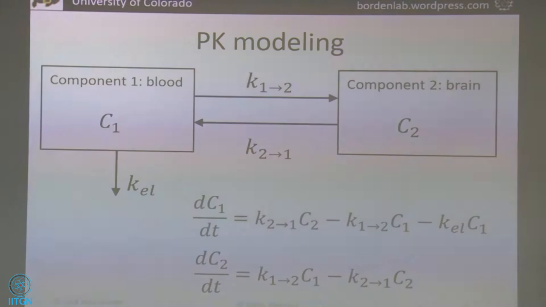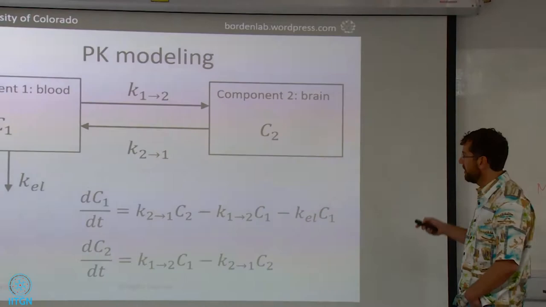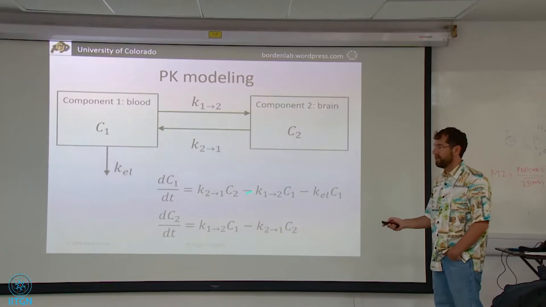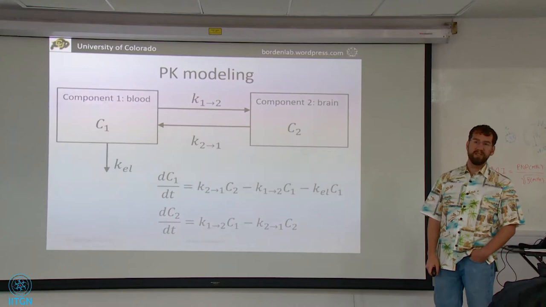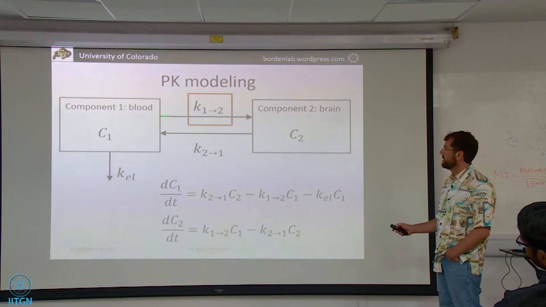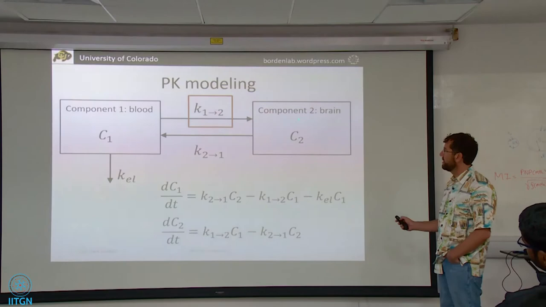It gets more and more complex. You can have elimination here and elimination here, and you can even have another component after that. Every time you add a component, you add more differential equations that are all coupled together, and you make it more difficult to model, but it's still possible. Chemical engineers, this is right in our wheelhouse, so we're good at this. But the main thing is, the idea of drug delivery is you want to increase this transfer coefficient between the blood and the tissue.